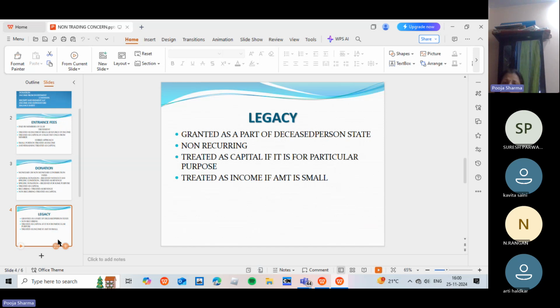It is for a particular purpose. There is only a single purpose: it will pass on to the government, and the government will utilize it for social welfare, society welfare. It is treated as income if the amount is small. If the amount is not so significant, it is very little, then you can treat it as income. Now next.